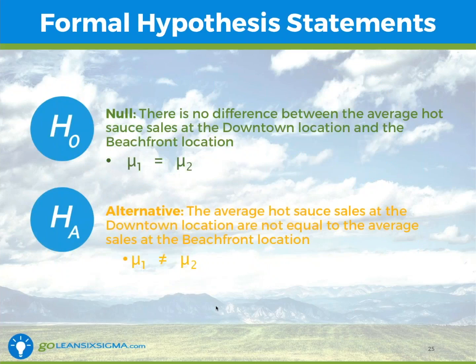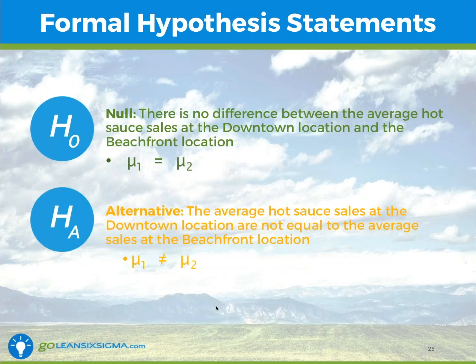Okay, so now let's talk about our formal hypothesis statements for the Bahama Bistro. So they built the null. They said the null is there's no difference between the average hot sauce sales at the downtown location and the beachfront location. And then you've got these little Greek letters, we pronounce it mu, it just means average, and it says average 1 equals average 2, right? Downtown sales equals beachfront sales, no difference.